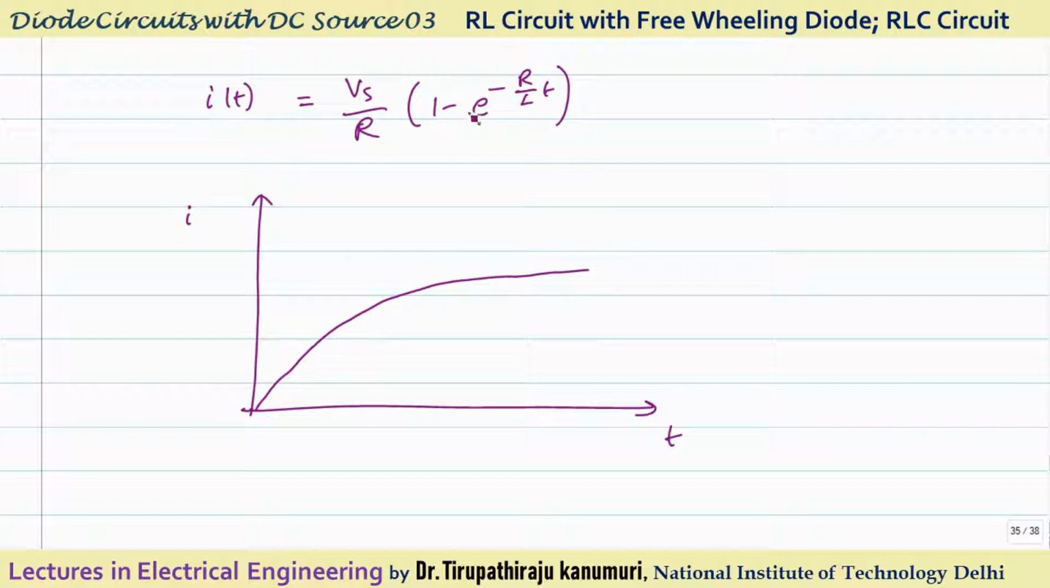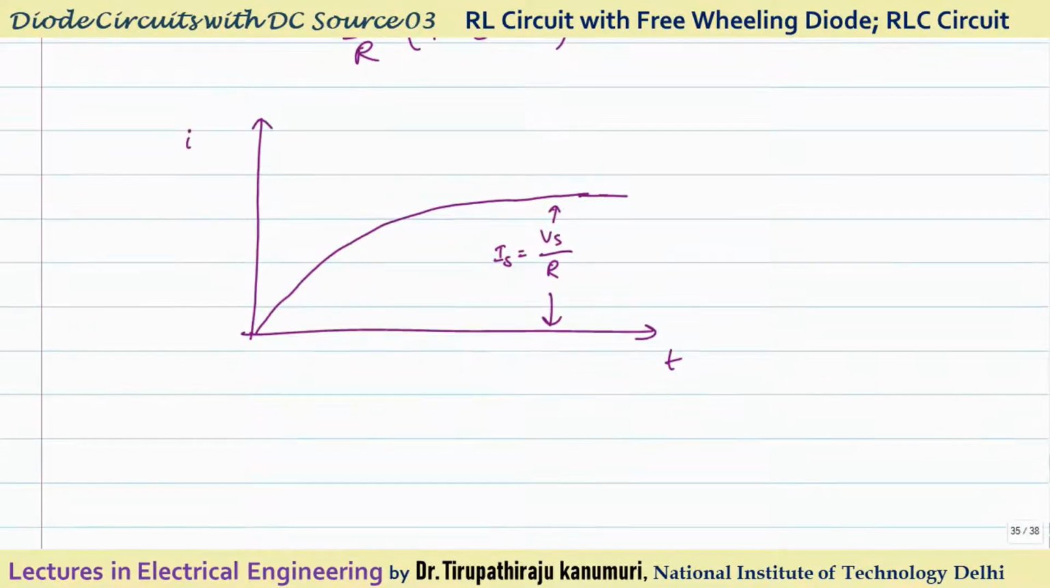Under steady state, the second component will be equal to 0. So this will be equal to Vs divided by R. Let us represent this as the steady state current, which I am representing by Is. Is is the steady state current, or we can represent it as the current under the steady state value. So this will remain steady like this.